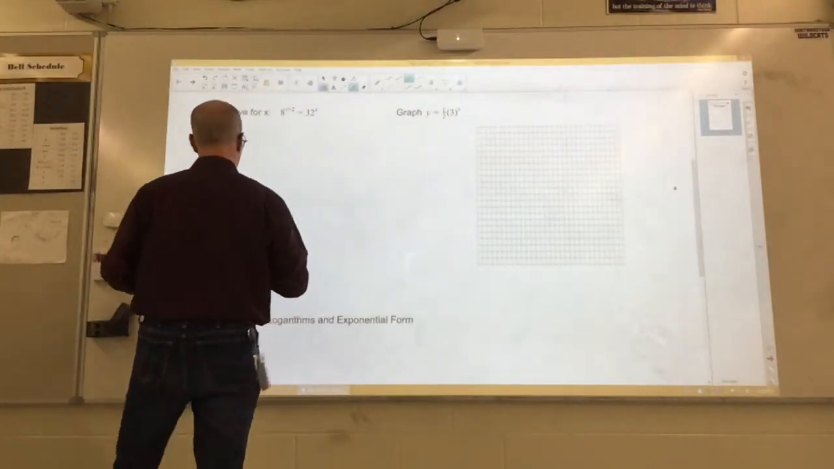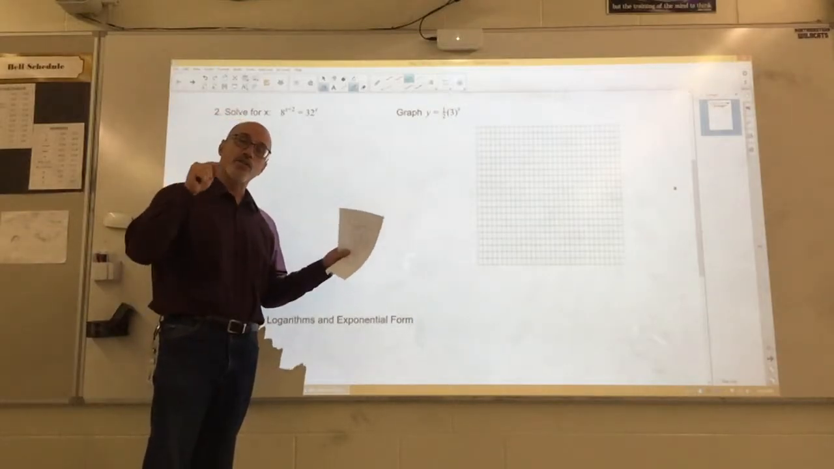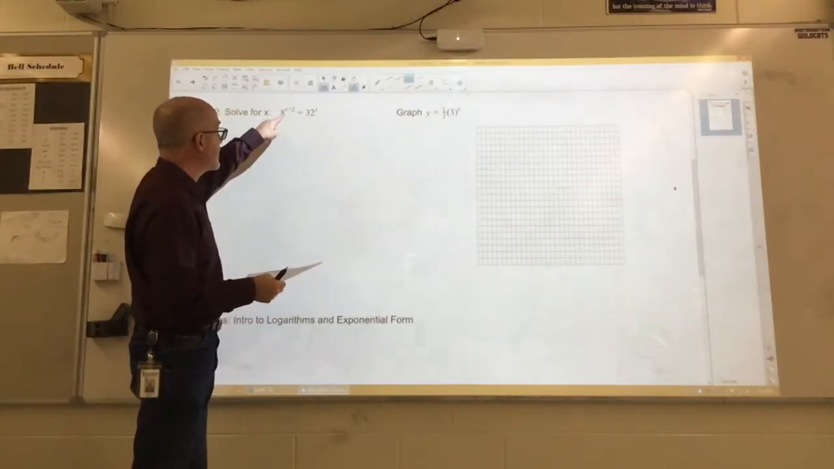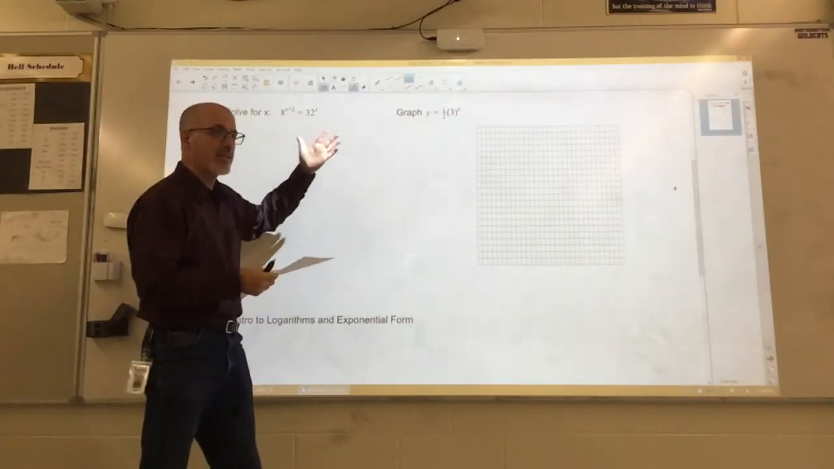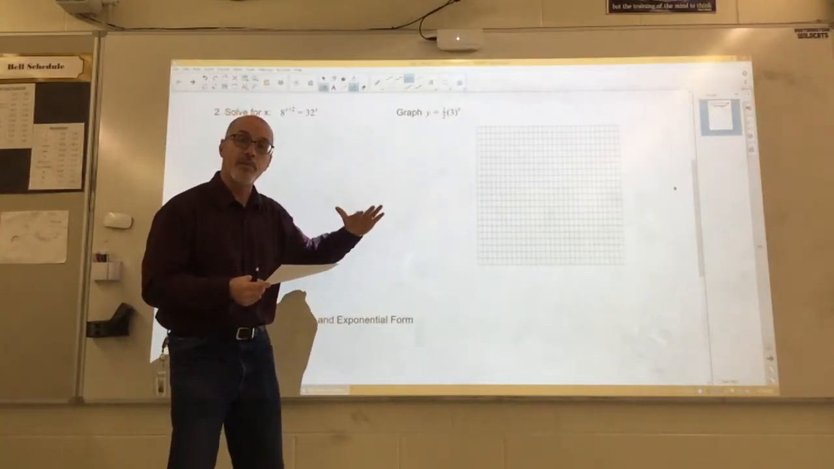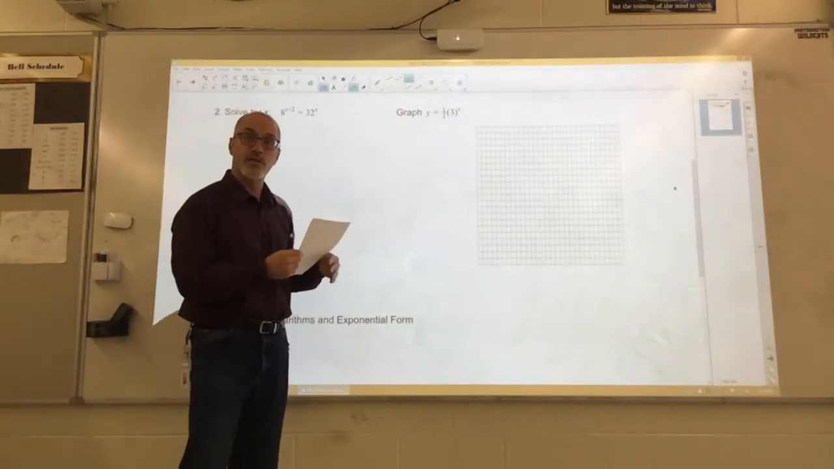Solving for x on this one, reminder: when we're solving an exponential, the goal is to get the two sides to have the same base. So 8 and 32, 8 to a power doesn't become 32. So what we want to do is maybe go for a lower base. Well, 2 goes into 8 and 2 goes into 32.